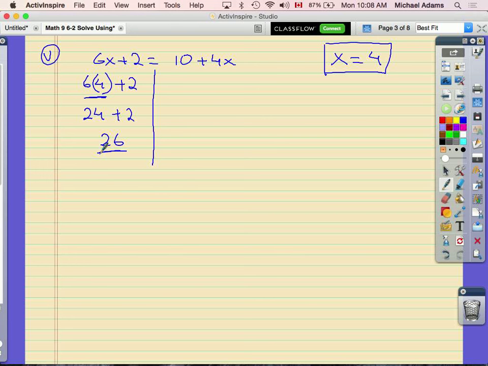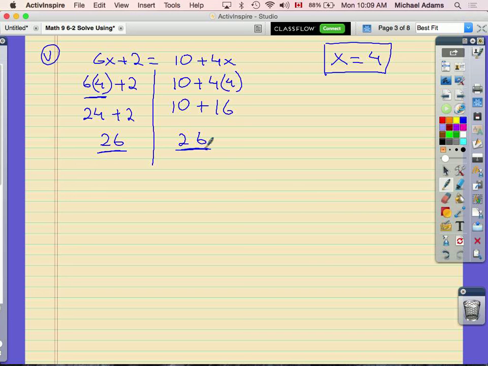Let's go to the right side now. On the right side, I've got 10, and I put 4 in for x. So in place of x, I'm going to put 4. So now I have 4 times 4. 4 times 4, well, that's 16. And I still have my plus 10. 10 plus 16 is 26.